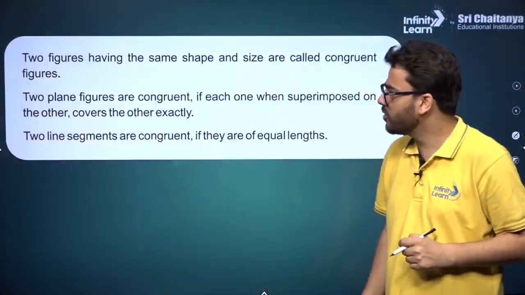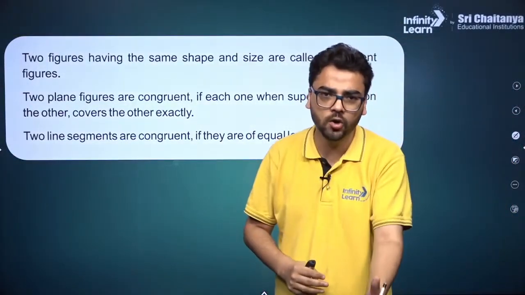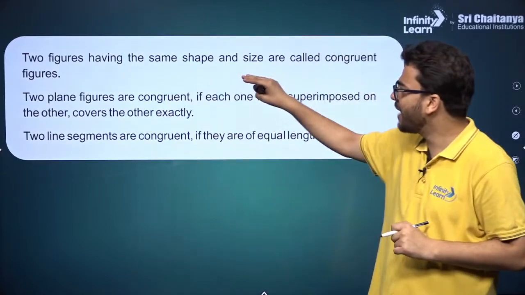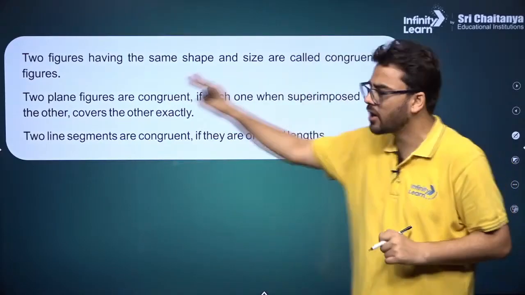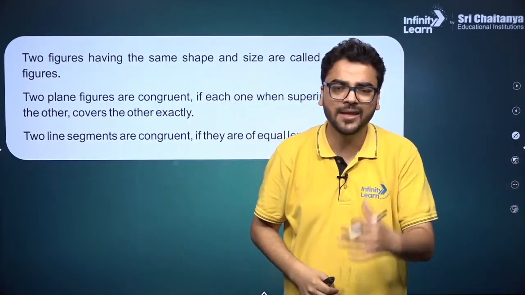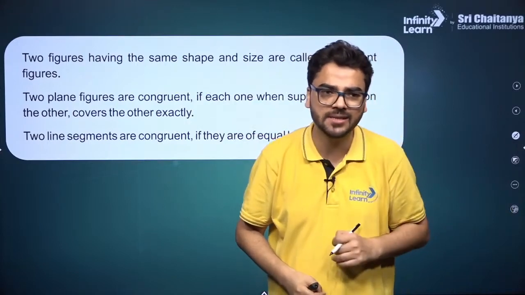The very first thing over here is, what do we mean by congruency? Two figures having the same shape and size are called congruent figures. Having the same shape as well as the same size.